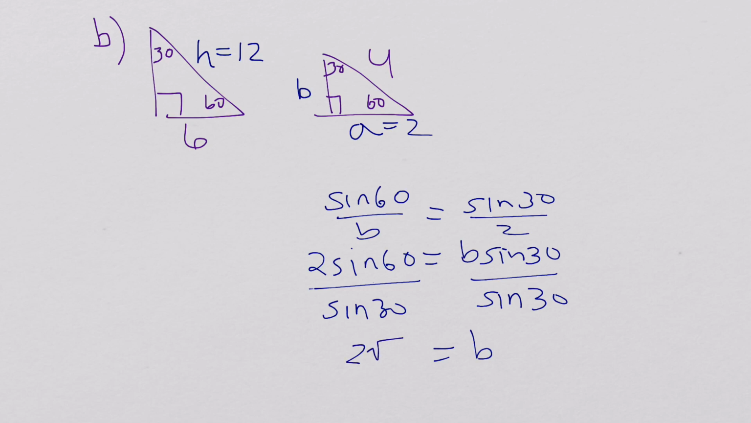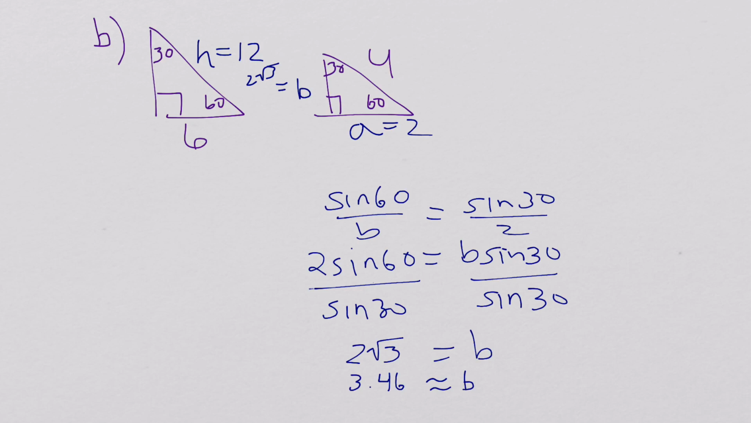2 root 3. Now, if you're used to radicals, this is a very clean way to write this. You can just write this as 2 root 3. If you wanted to do decimals, it would be 3.46 is about what b is. Either or, no problem. So I'm going to write this as 2 root 3, but you could make it a radical or you could make it a decimal.